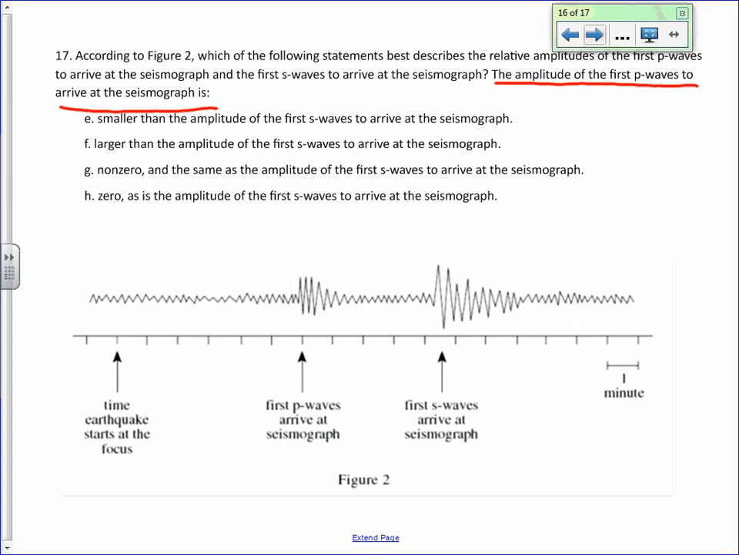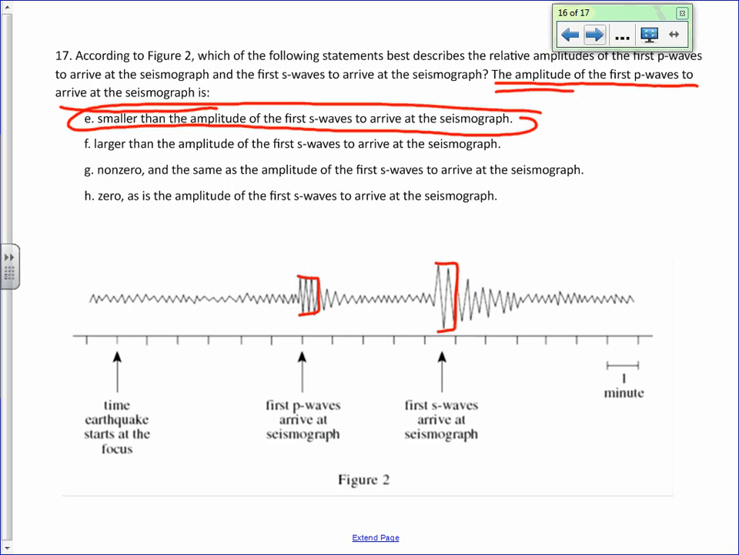Smaller than the amplitude of the first S waves, larger than the amplitude of the first S waves, non-zero, and the same as the amplitude of the first S waves, zero, and as is the amplitude of the S waves. So if we take a look with the P waves with that amplitude, S waves with that amplitude, the P waves are bigger. I'm sorry, the P waves are smaller, which means if we take a look at the question, we really want to use the second half of this sentence right here. So the sentence says the amplitude of the first P waves to arrive at the seismograph is smaller than the amplitude of the first S waves to arrive at the seismograph. The amplitude is smaller here.